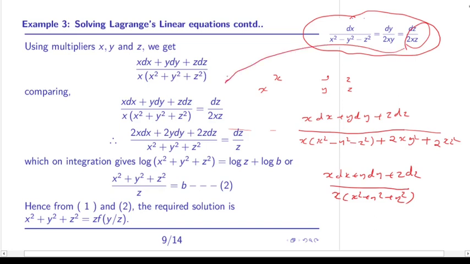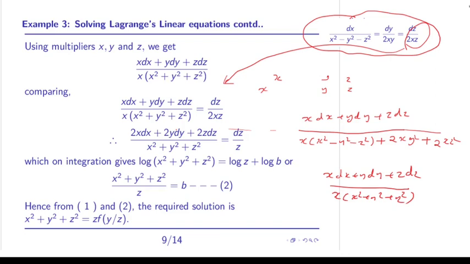So see here. Clearly you can cancel x, and what you get is 2x dx plus 2y dy plus 2z dz divided by x square plus y square plus z square equal to dz by z. So this in turn gives log of x square plus y square plus z square equal to log z plus some constant log b. Taking log z to the left hand side and taking antilog, you can say that x square plus y square plus z square divided by z is equal to b.